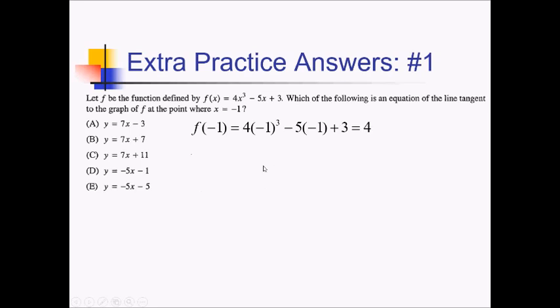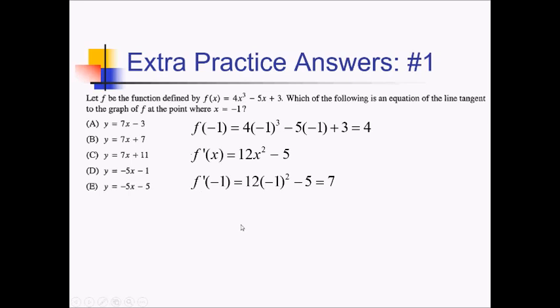And we also need the slope. So for this, I need the derivative of the function, f prime, which is going to be, using our power rule, 12x squared minus 5, and then that 3 just gets zeroed out. So plugging -1 in here to get the slope at x equals -1. This is going to be 12 times -1 squared, which is just 12, minus 5 gives us 7.